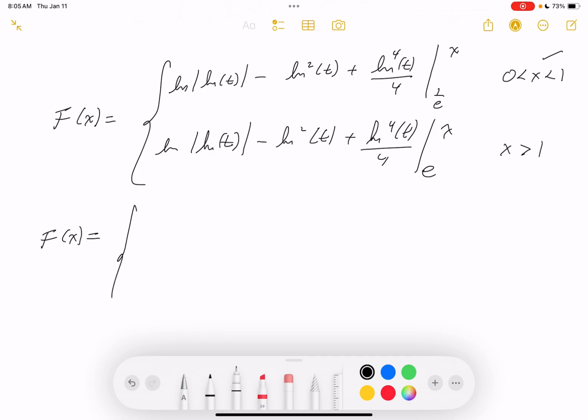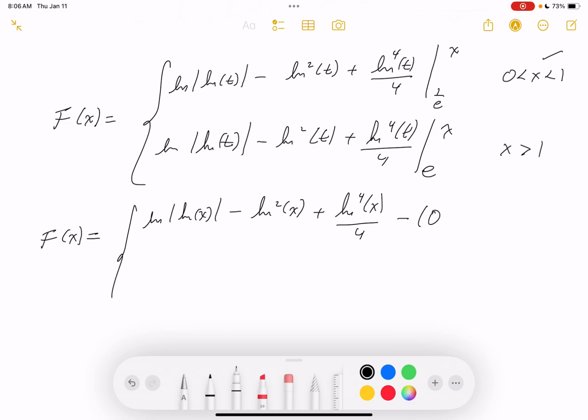So f of x is going to equal the natural log, this is the absolute value, by the way, of x, minus the natural log squared x, plus natural log 4th power x over 4. Now I got to subtract the lower limit, which is 1 over e. So the natural log of 1 over e is minus 1. The absolute value of minus 1 is 1. The natural log of 1 is going to be 0.